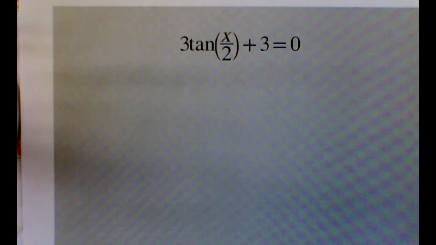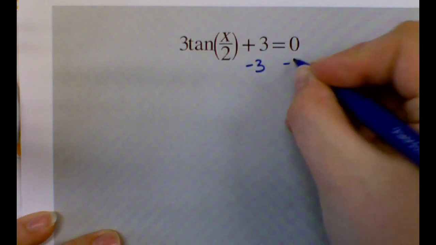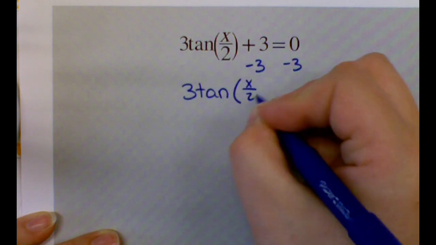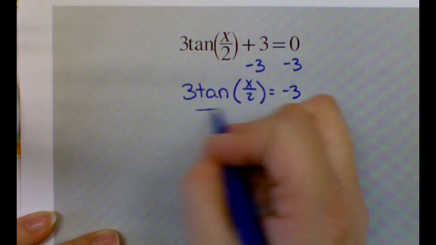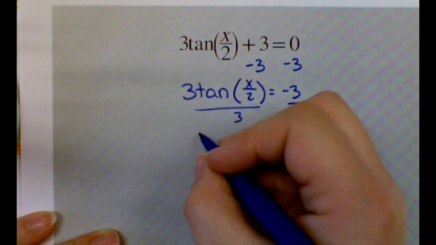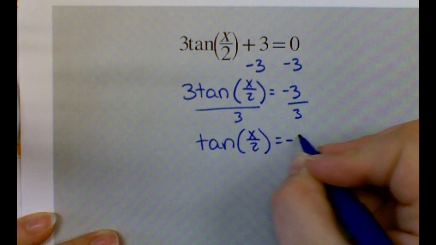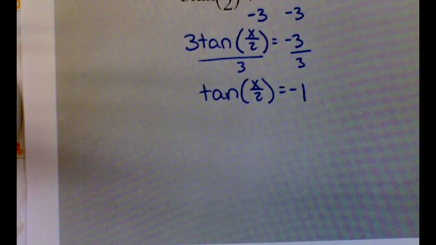Now we're going to have tangent of x over 2 involved. Same thing as before, subtract that 3, and then divide by 3. I get the tangent of x over 2 equals negative 1. So I think, where is tangent negative 1?